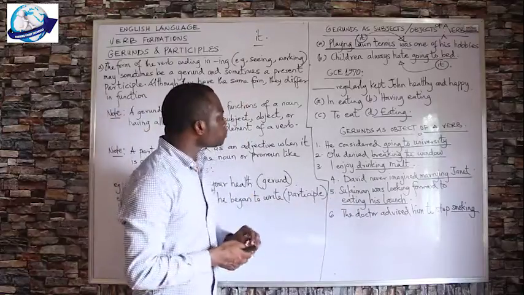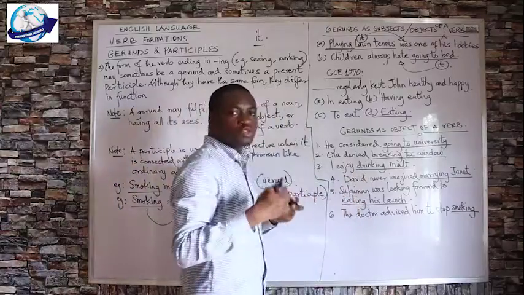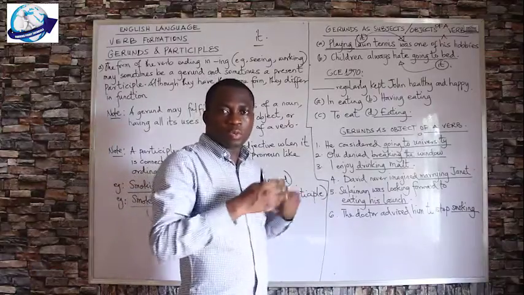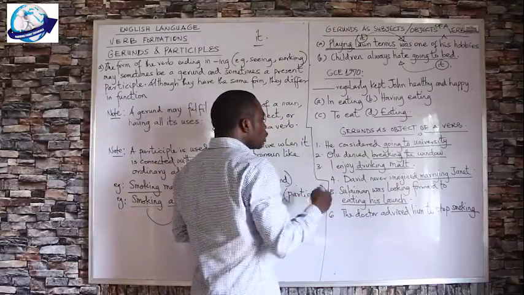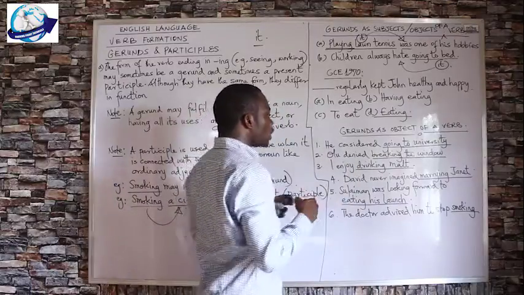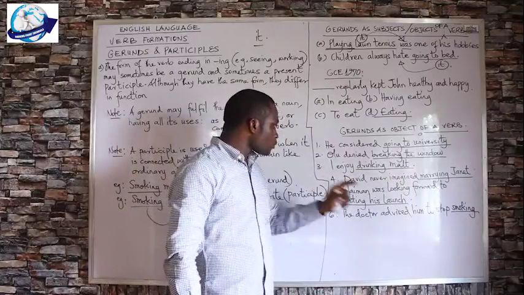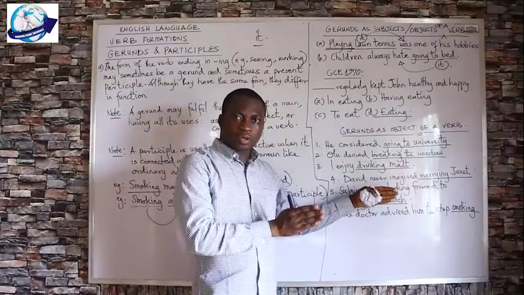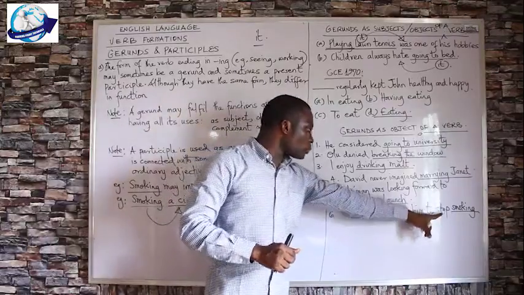Let's go back to number 1. Now, I would like you to use the IT method. That will make you know whether you are dealing with a gerund, either as object or subject of a verb. But now, as object of the verb, let's go. Now, the word consider is a verb. The word deny is a verb. The word enjoy is a verb. The word imagine is a verb. Now, the word here is looking forward to. That is actually a phrase. Then we have the doctor advised him to stop. So stop is a verb.